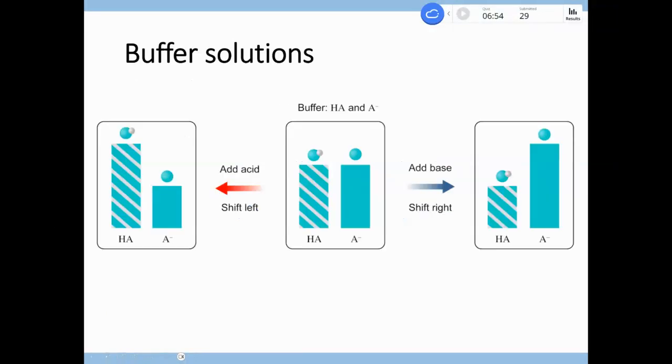Okay, so next slide, we have an image of a buffered solution, HA and A minus. If you add more acid, the equilibrium will shift left where we have more acid present and less base. And then if you add more base, the equilibrium will shift right. But either way, we have both conjugate acid and base present, or acid and conjugate base.